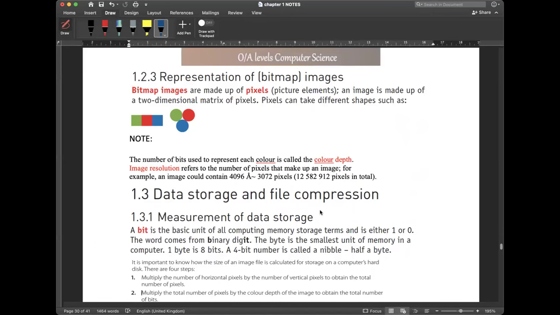Bitmap images means that when we store any image, like, of course, you are using a cell phone, and in your cell phone there are thousands of pictures. So every image is made up of a grid. That grid is made of small tiny dots. Do you know what they are called? Pixels. Those tiny dots are called pixels.